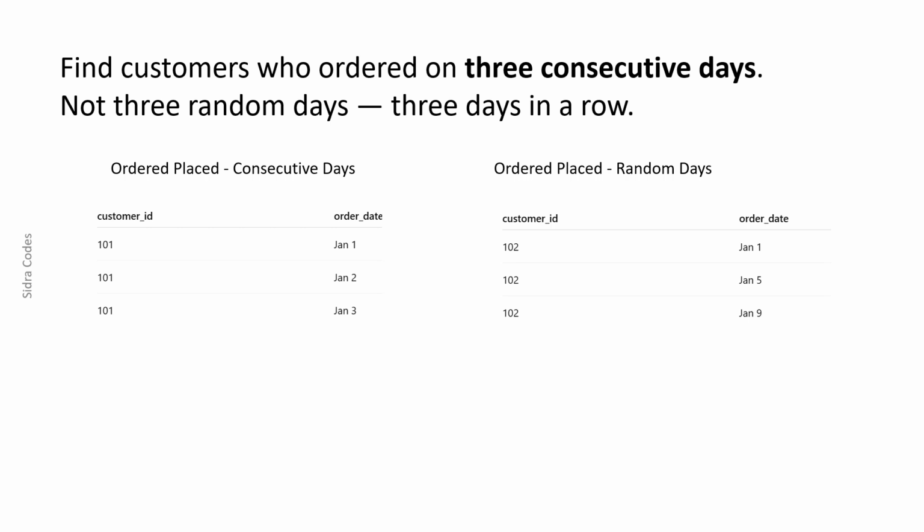This use case is find customers who ordered on 3 consecutive days, not 3 random days, 3 days in a row. If you take a look at your screen, on the left side, I'm showing customer 101 ordered back to back, January 1st, January 2nd, January 3rd. This is what we want to see. We want to see the engagement of the customers. On the right side, I've given you an example of random days that we are not looking for, where customer ID 102 is ordering on random days, January 1st, January 5, January 9.